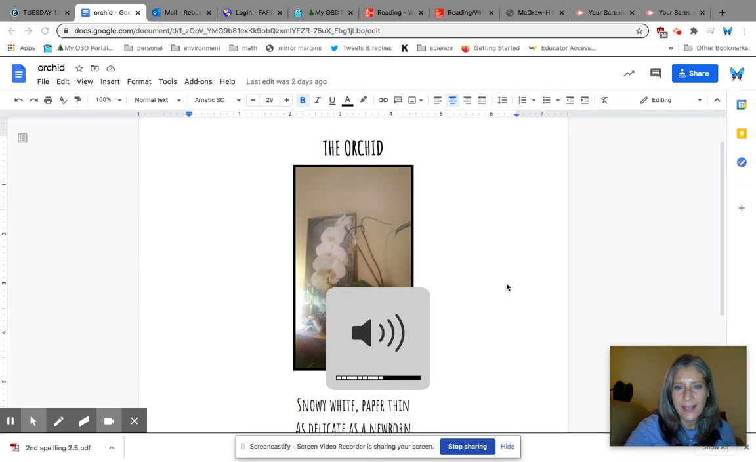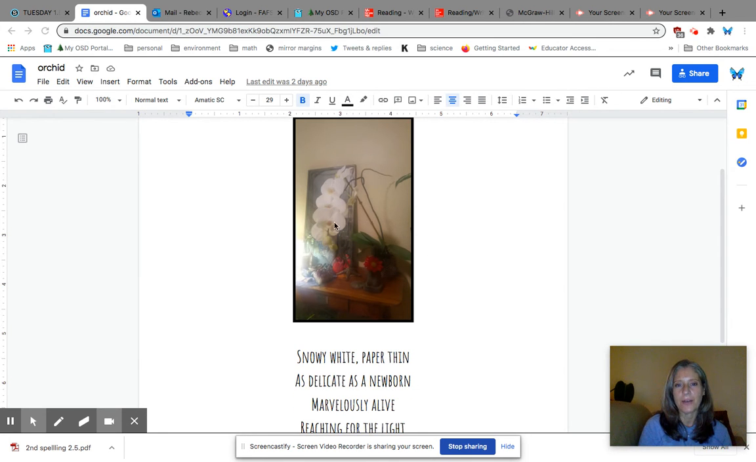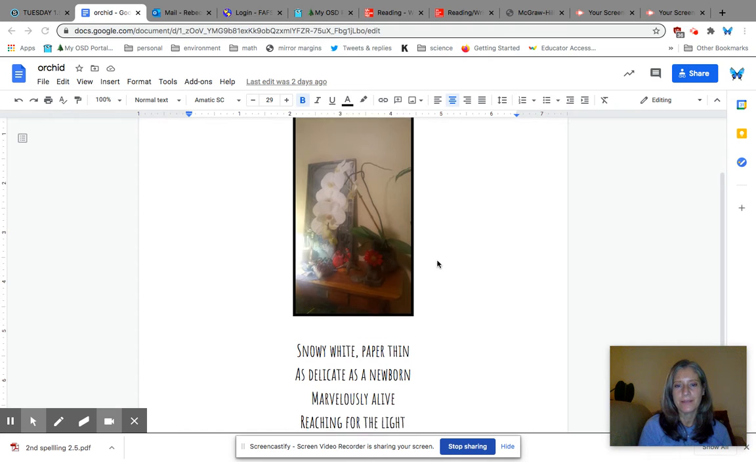Hi guys. So I asked you to write a poem. I'm going to read mine to you. I asked you to use a simile and try using alliteration. So I'm going to show you what those things are. My poem is called The Orchid. There's a picture of the flower that is the orchid.